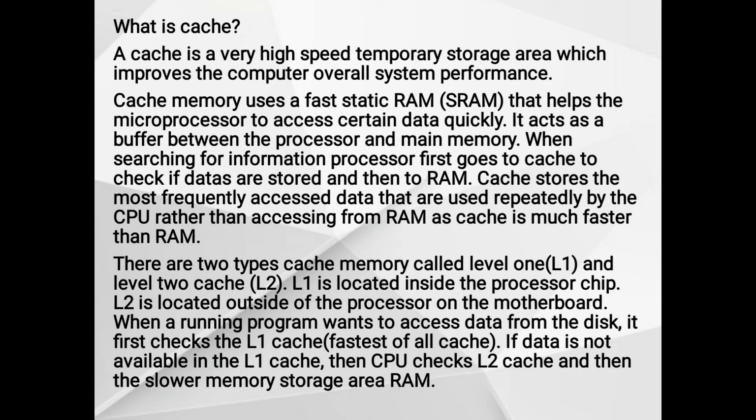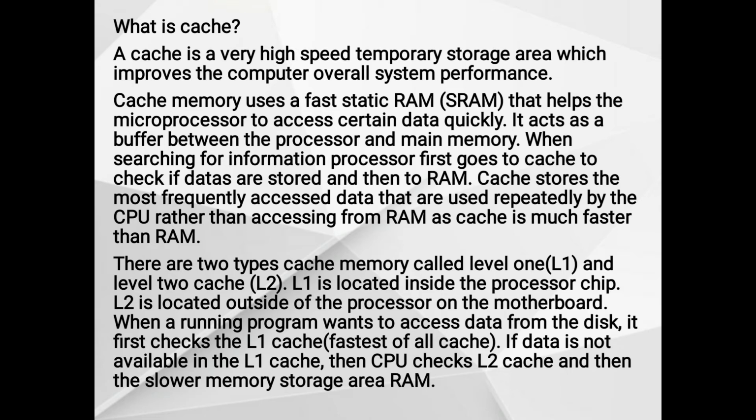We have two types of RAM, that is the SRAM and DRAM, dynamic RAM. Dynamic RAM is much slower than the static RAM, so that helps the microprocessor to access certain data quickly. With the help of this cache memory, the microprocessor can access the data much faster than from normal RAM. It acts as a buffer between the processor and the main memory, that is the RAM.